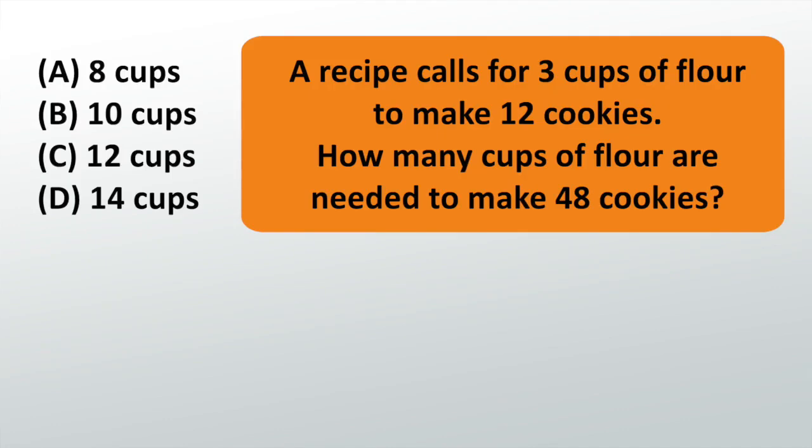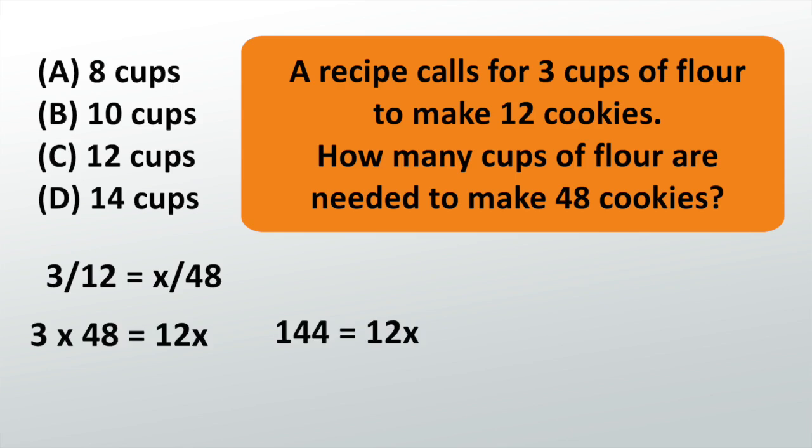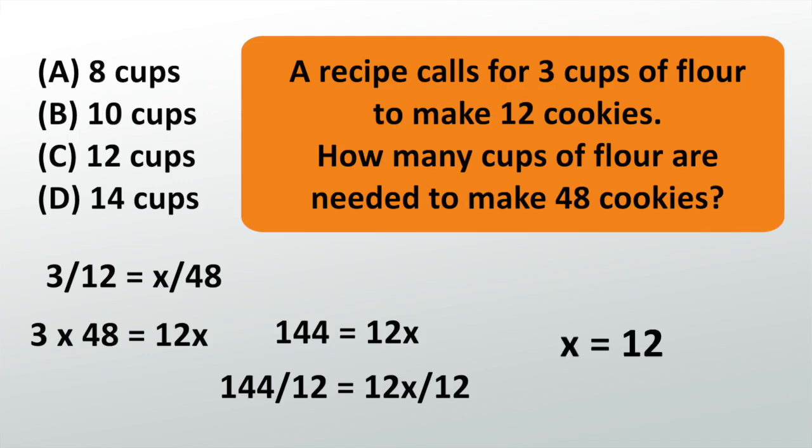Question 4. A recipe calls for 3 cups of flour to make 12 cookies. How many cups of flour are needed to make 48 cookies? Set up a proportion using the relationship between flour and cookies. 3 over 12 equals x over 48. Use cross multiplication. 3 times 48 equals 12 times x, 144 equals 12x. Divide both sides by 12. x equals 12. The correct answer is C, 12 cups.